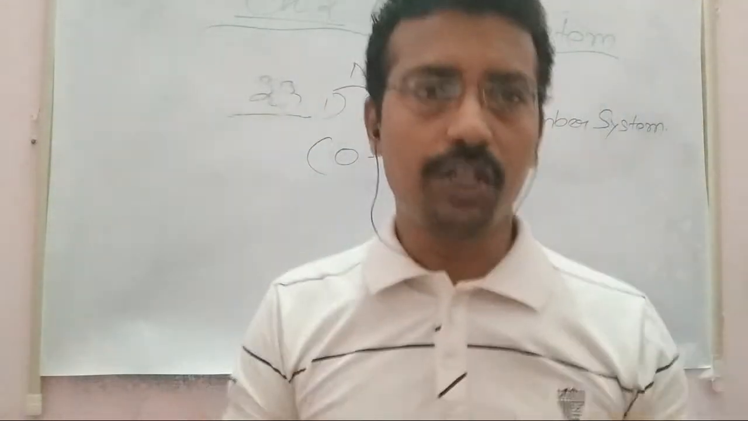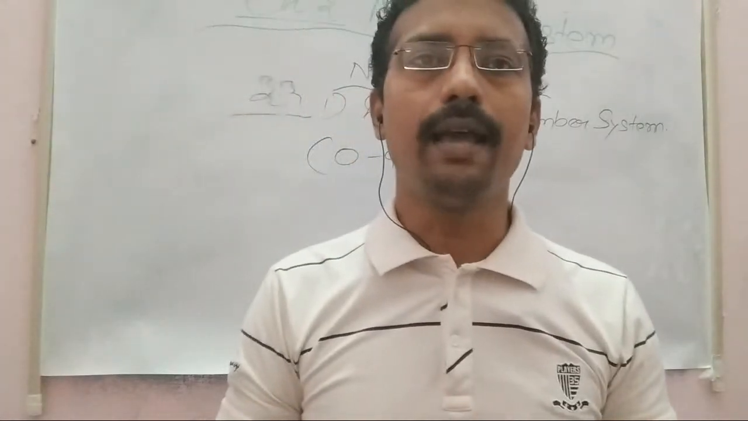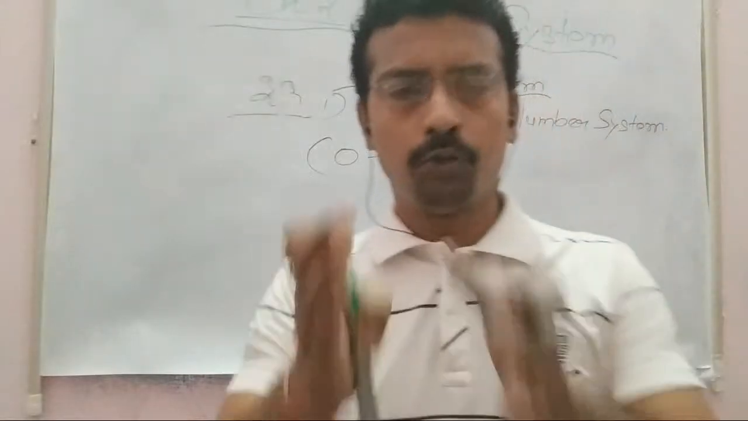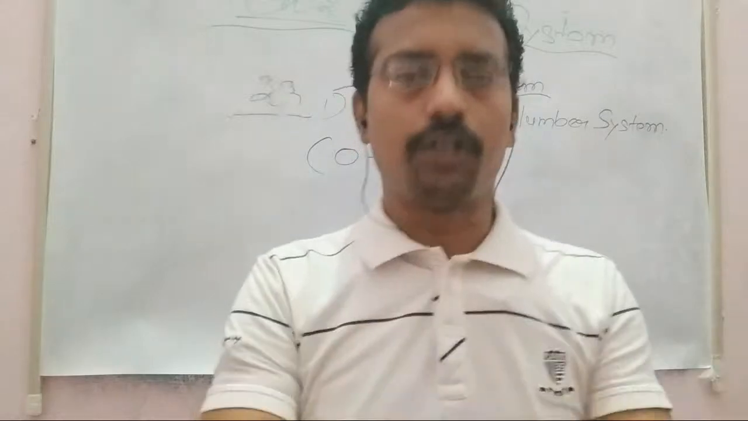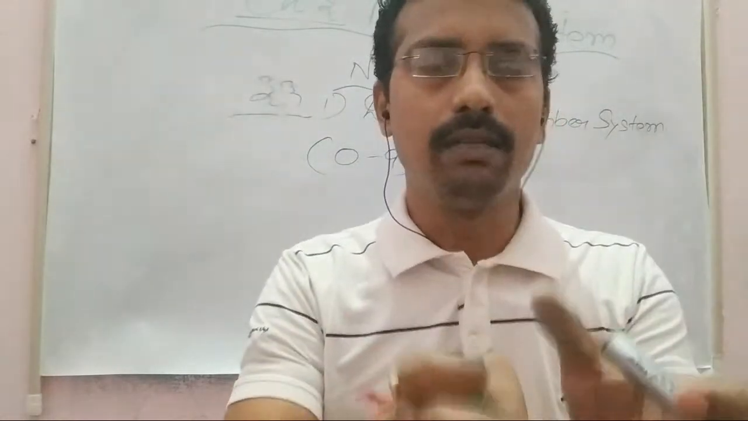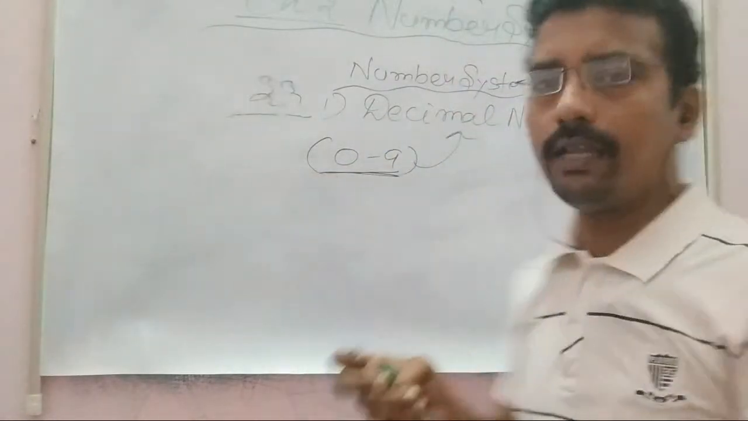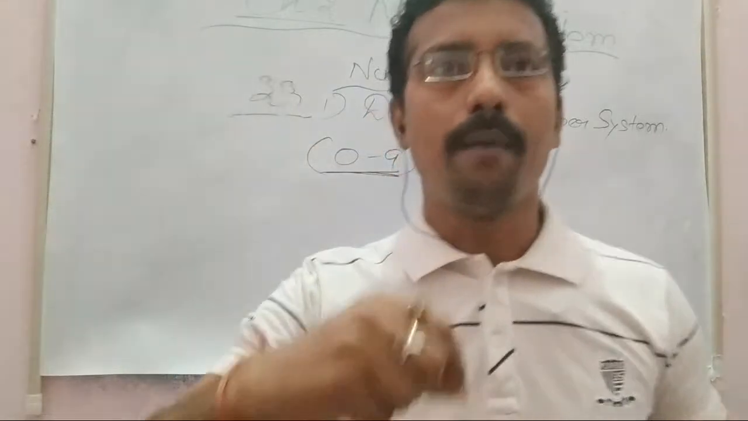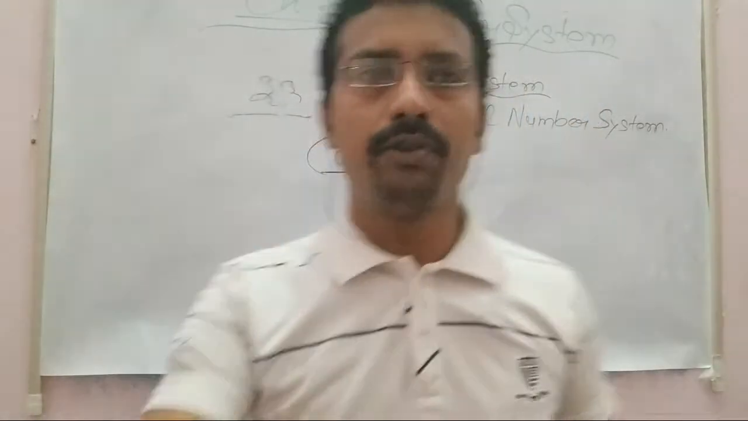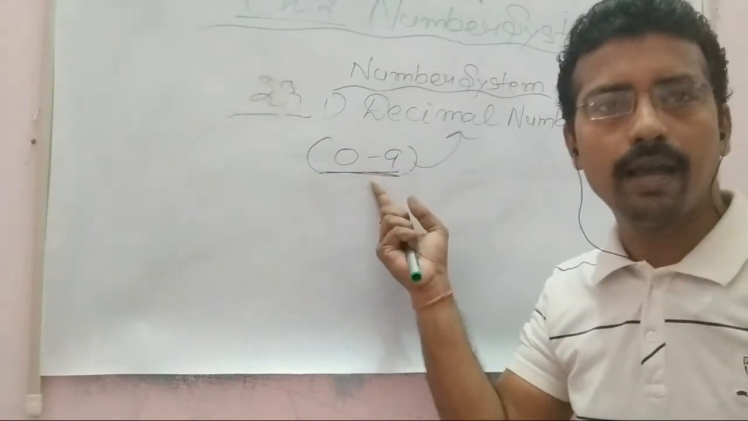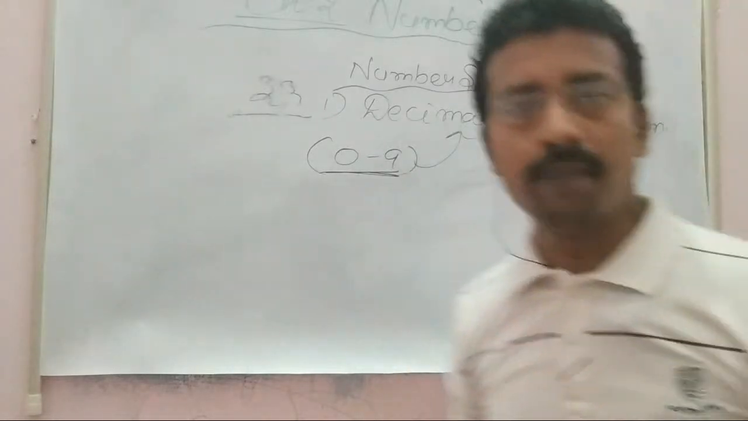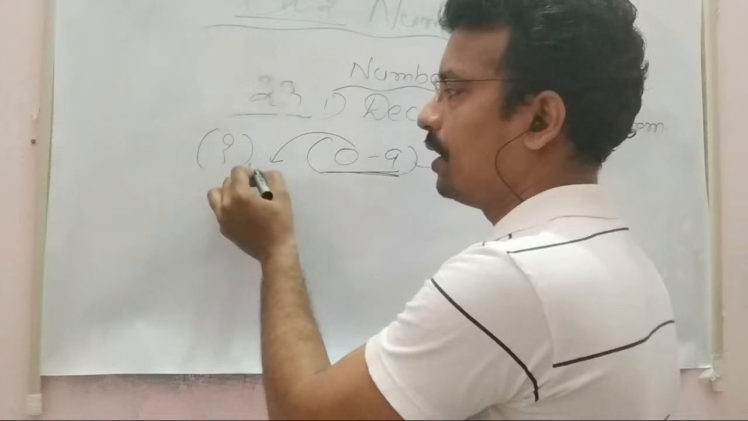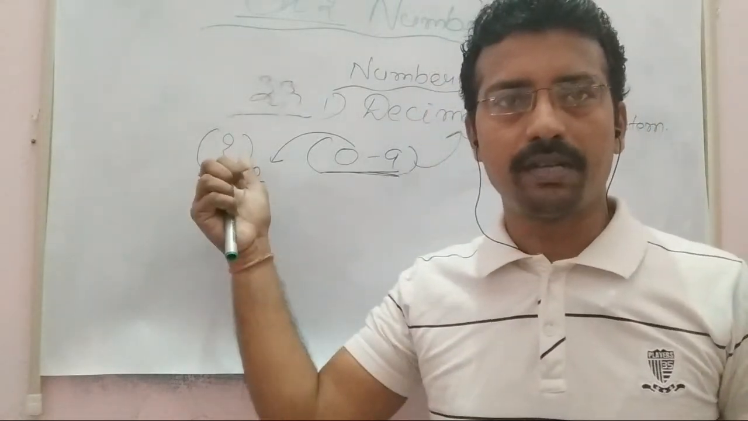The procedure through which we generate these numbers is called a number system. So the decimal number system is a procedure through which we generate different numbers using decimals. Decimal means using the range of digits 0 to 9. Clear? The decimal number system allows us to create so many numbers with the help of digits 0 to 9. Any number which can be generated with the help of the range 0 to 9 is called a decimal number.